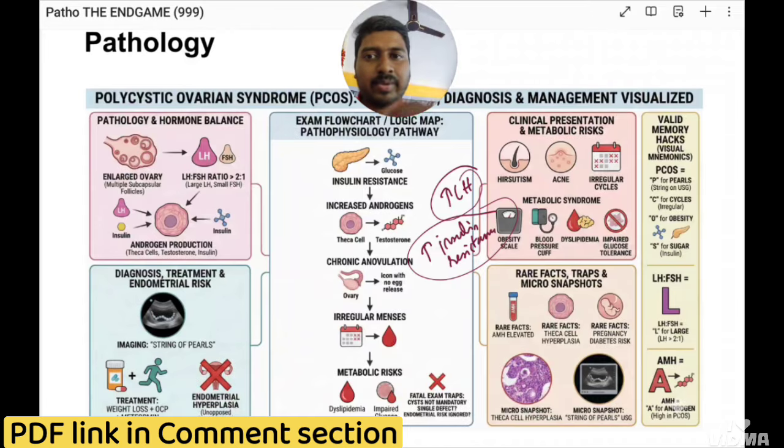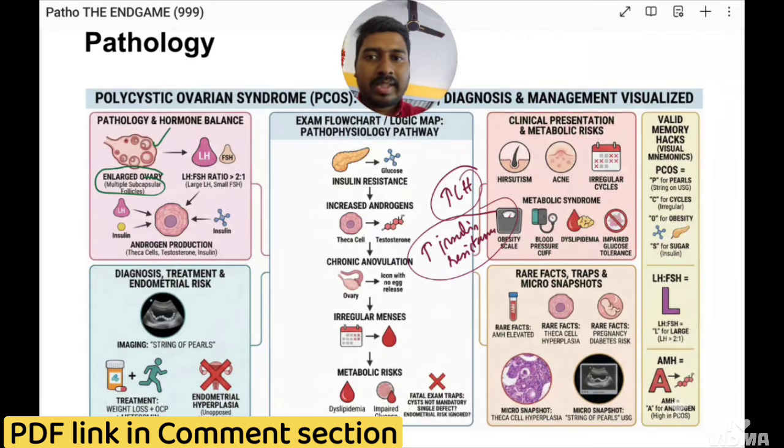What happens when LH is more is, see, FSH is responsible for follicle maturation. You can see this ovary. But since FSH is low, there is no ovulation, because the follicles mature and then get arrested at some point. They don't get completely mature and there is no ovulation taking place. As a result, there are multiple subcapsular follicles present inside the ovary.